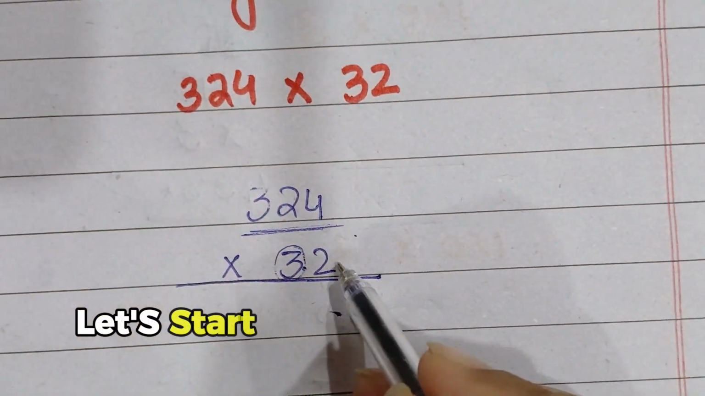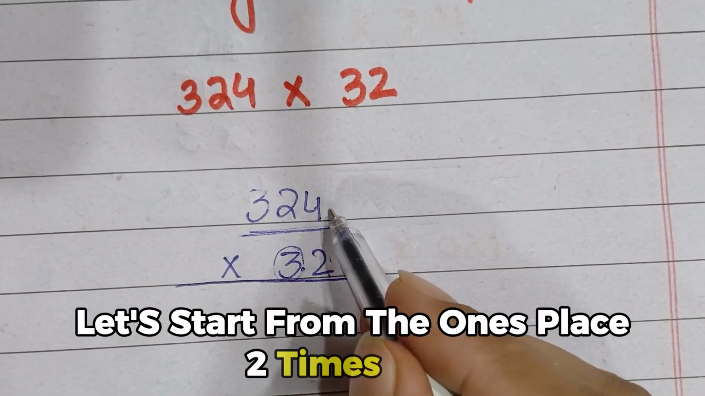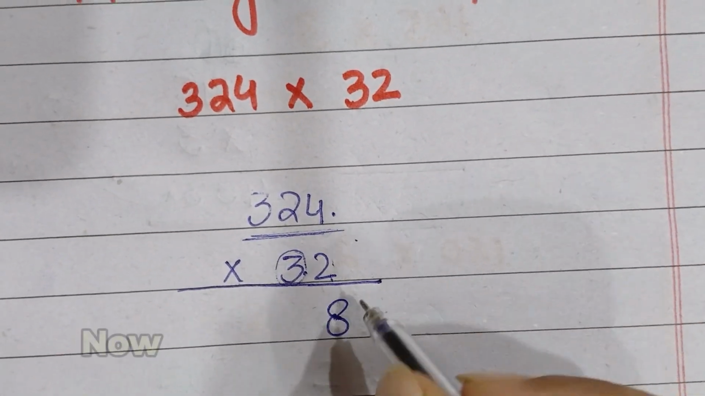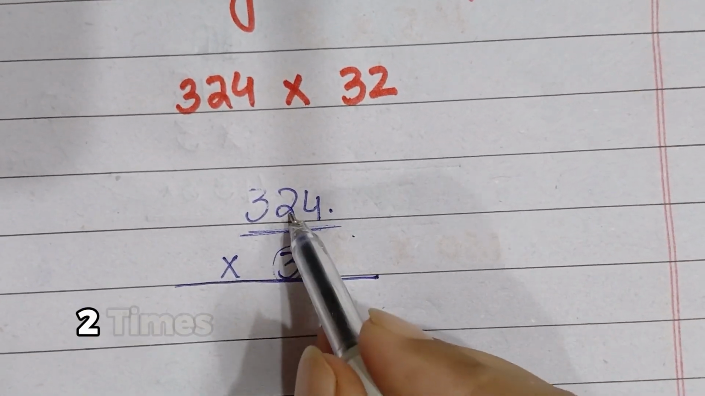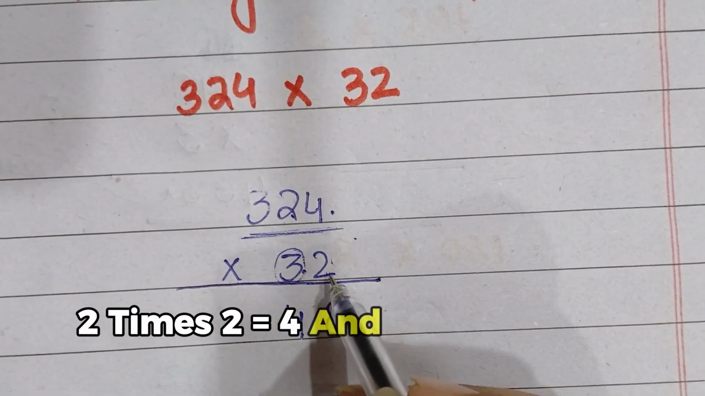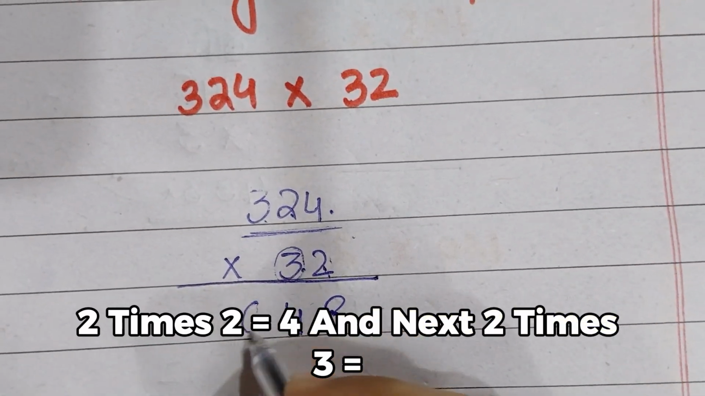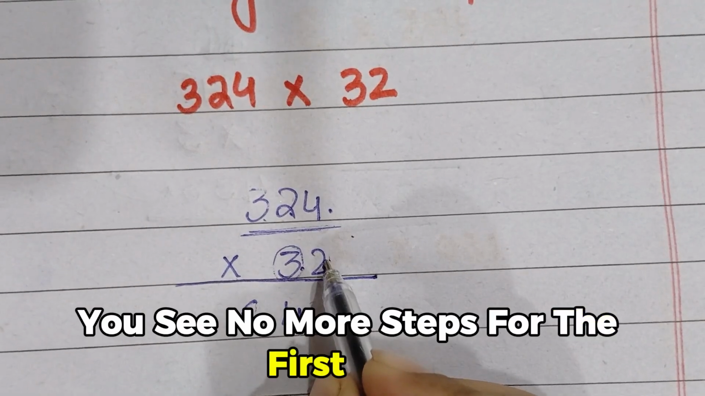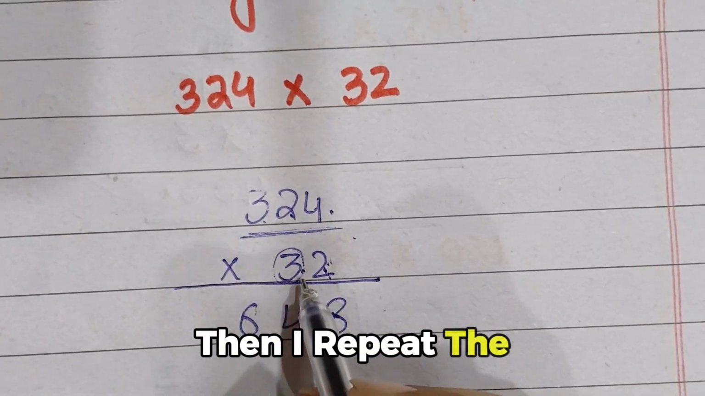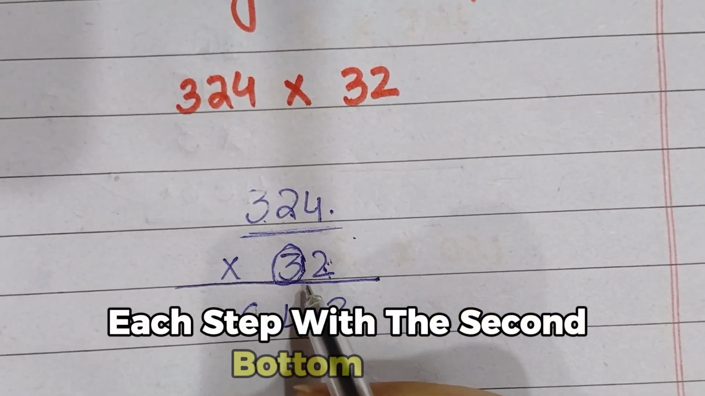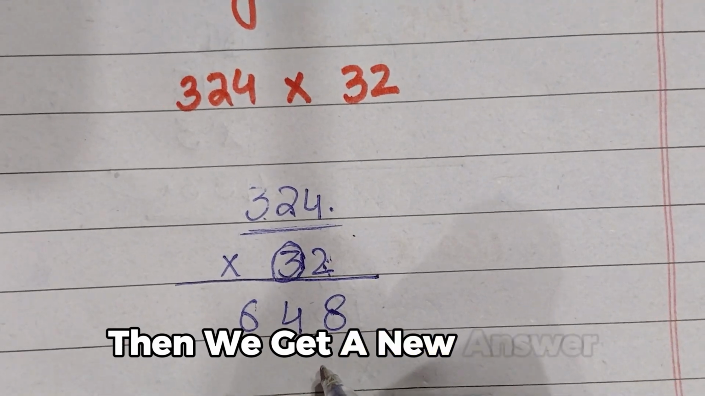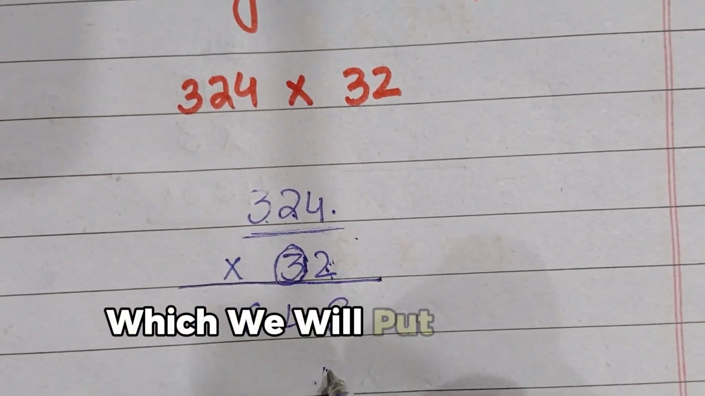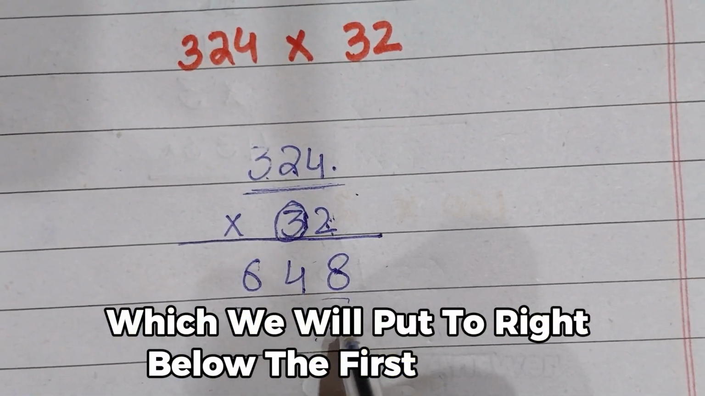Let's start from the ones place. 2 times 4 is 8. Now, move to the next column. 2 times 2 is 4. And next, 2 times 3 is 6. Now you see no more steps for the first digit. Then repeat each step with the second bottom digit. Then we get a new answer which we will put right below the first answer.